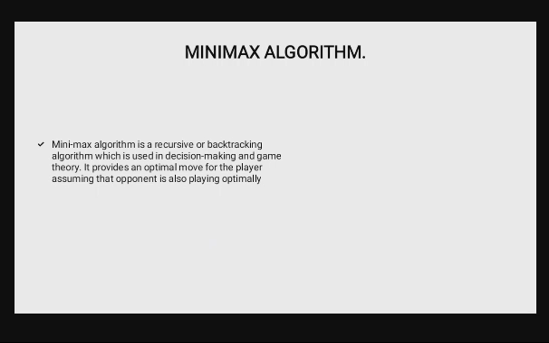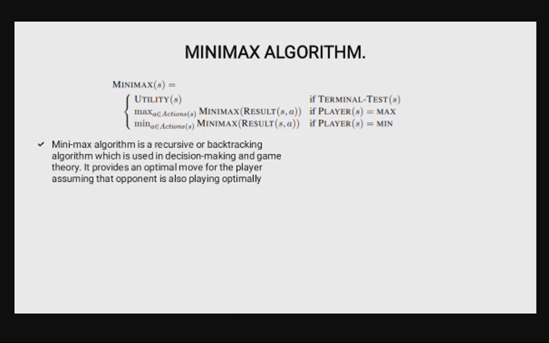This is a recursive or backtracking algorithm which is used in decision making and game theory. It provides an optimal move for the player, assuming that the opponent is also playing optimally. So in games like chess, the agent has to know that the player is going to make a certain move, so it has to make an optimal move, assuming that the opponent is also playing optimally. That's the minimax algorithm. And this is the function for the minimax algorithm.